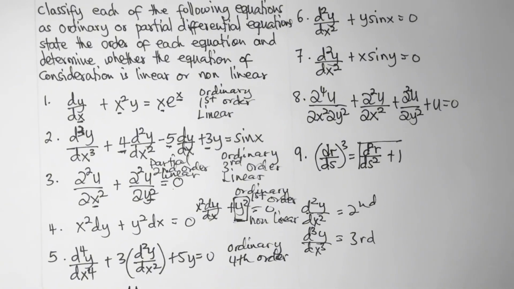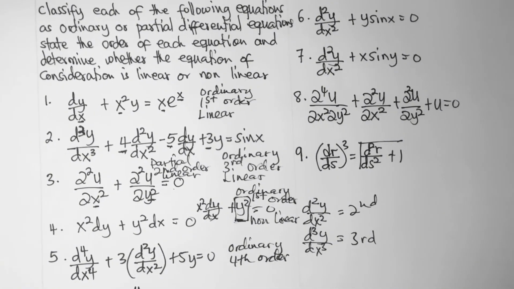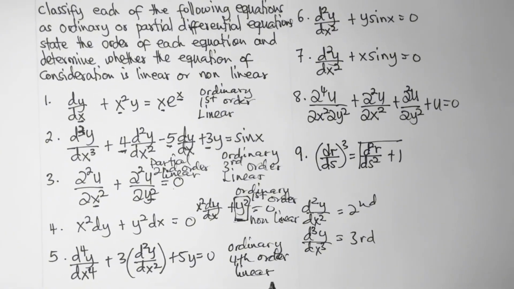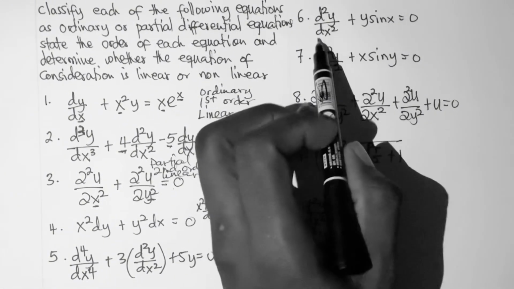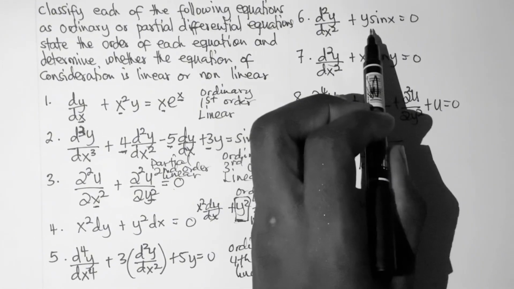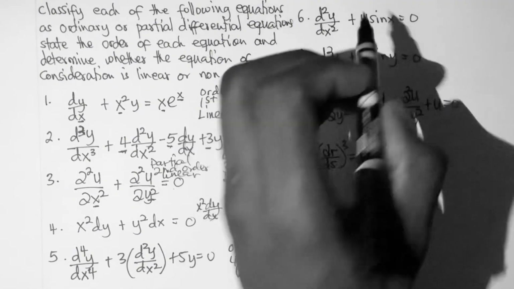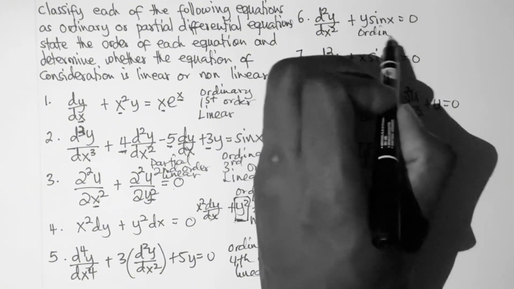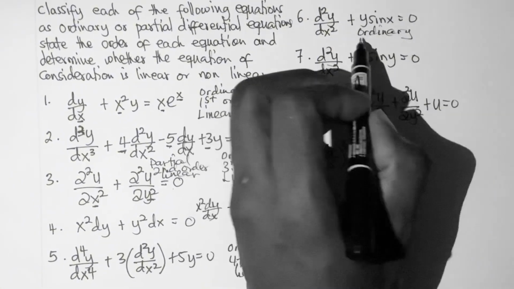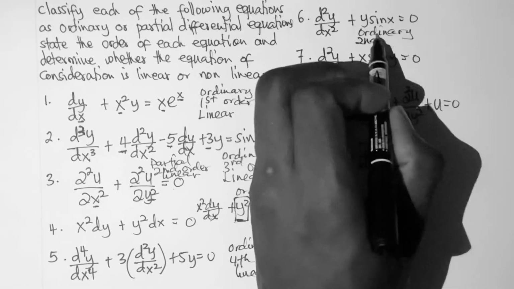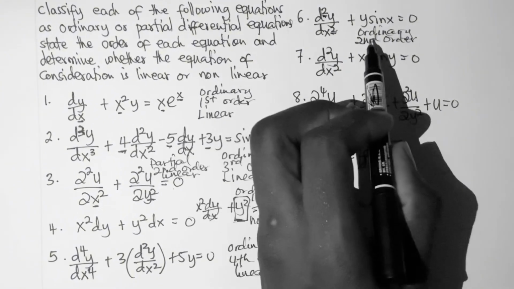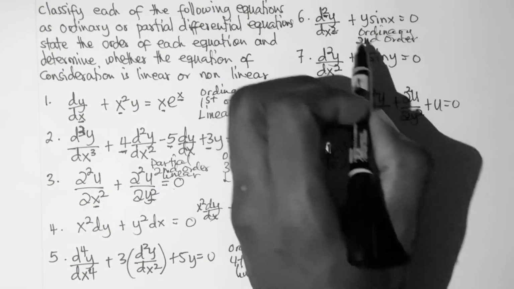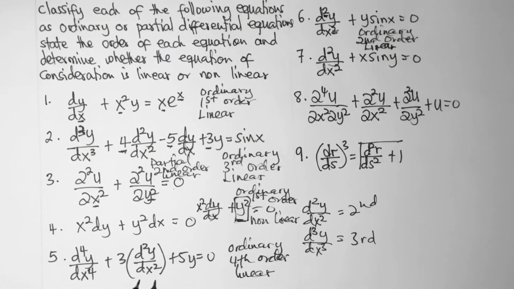And then whether it is linear or non-linear. Now, this is a linear differential equation. Let's come to this case. d squared y dx squared plus y sine x is equal to 0. So you can see that this is an ordinary differential equation. And then the order is a second order because it's d squared. So this is a second order because of these two. And then the last thing is that this is also a linear differential equation.